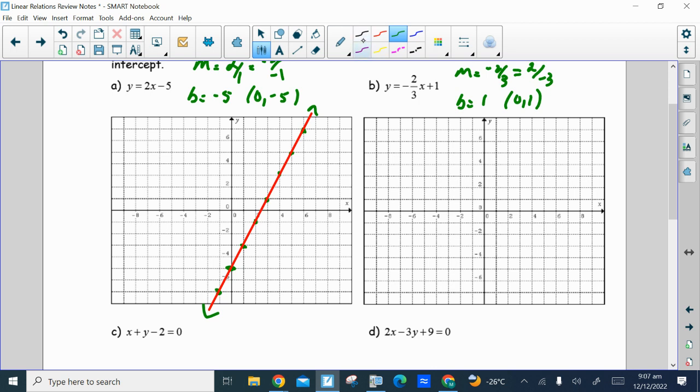And that's where we start, at 0, comma 1. And now the slope: we can rise negative 2 and run 3, repeating the pattern, or we can rise positive 2 and run negative 3. All those points line up.